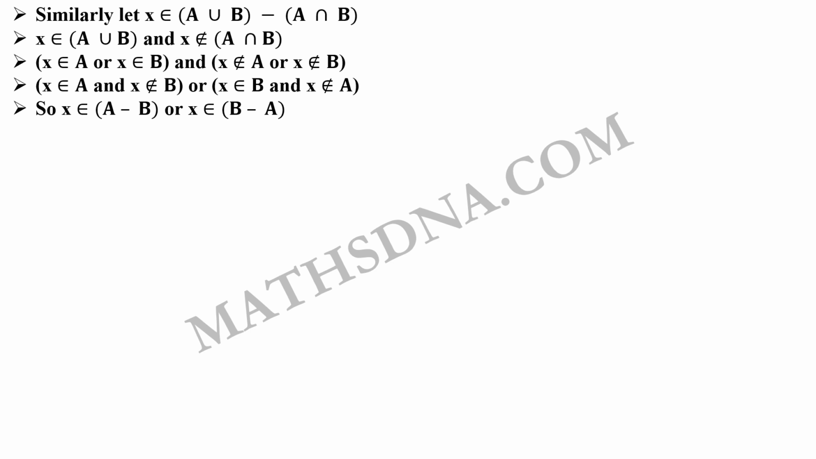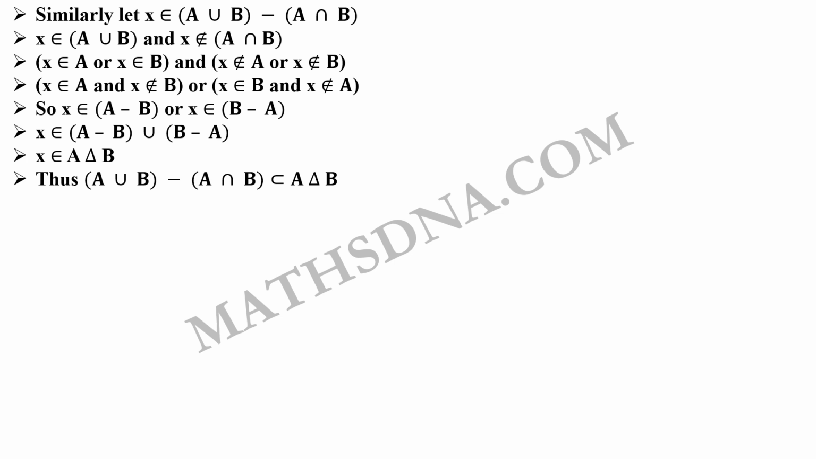That is nothing but x belongs to A minus B or x belongs to B minus A, and thus x belongs to A minus B union B minus A. That is again A delta B. So A union B minus A intersection B is a subset of A delta B. As both of the sets are subsets of each other, clearly A union B minus A intersection B will be equal to A delta B. Option B is also correct over here.